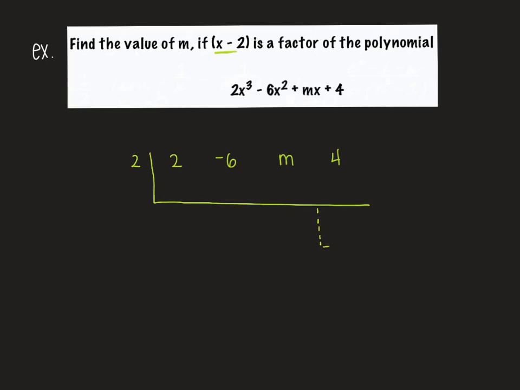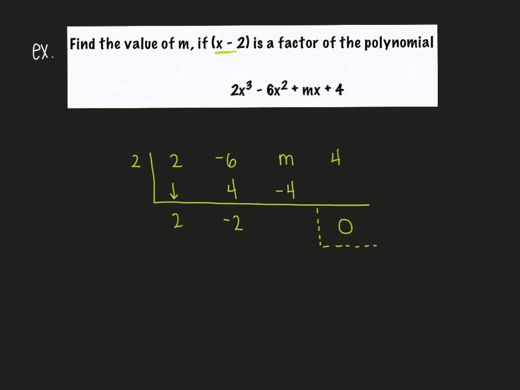Now we don't know what m is, but we do know what our remainder is. And because this is supposed to be a factor, our remainder must be 0. So we can work this through just like we did with one of the other examples. We're going to add down and multiply up as much as we can. So we're going to have 2. Multiply up, we get 4. Add down, we get negative 2. Multiply up, we get negative 4.